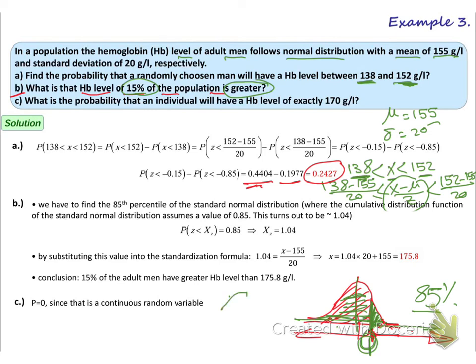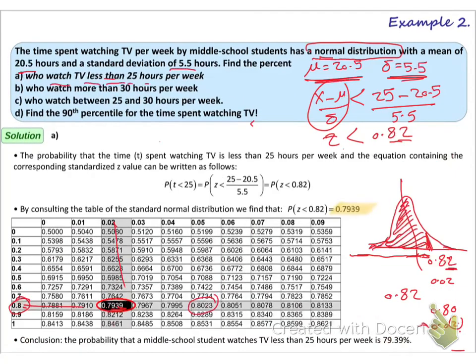If he said less than 15%, I can say 15% here, and this is the less than 15%. But the problem is he said greater, so it cannot be on this side. It must be on the other side, because he wants greater, so it will be this area. In order to get it, I have to find the 85%. I don't have the full table displayed here, but I have it in the previous slide. So here, I want 85%. The probability itself is 85%.